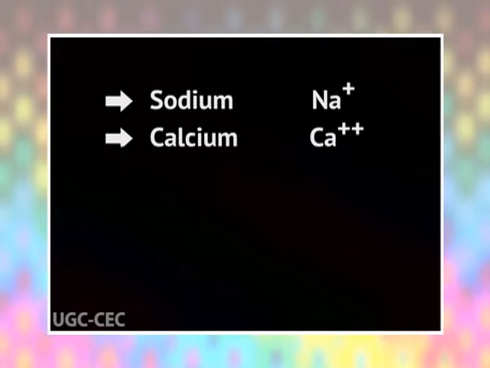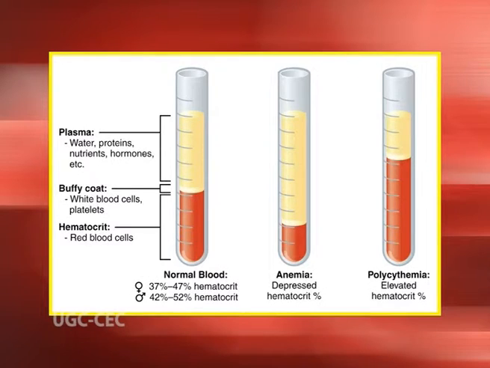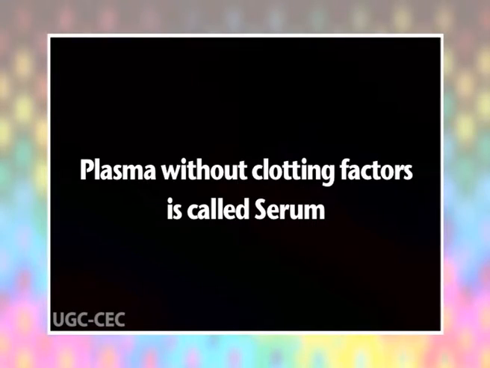Plasma also contains small amounts of minerals like sodium, calcium, magnesium, bicarbonate, chloride, etc. Glucose, amino acids, lipids, etc. are also present in the plasma as they are always in transit in the body. Factors for coagulation or clotting of blood are also present in the plasma in an inactive form. Plasma without the clotting factors is called serum.